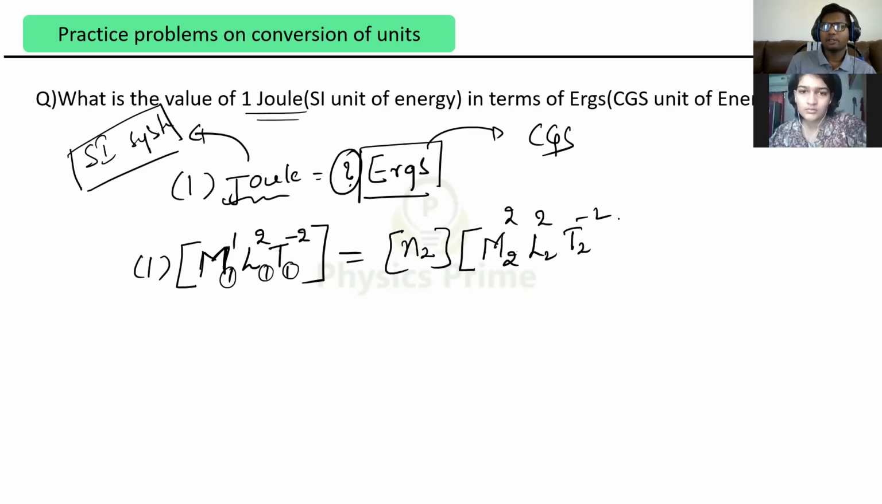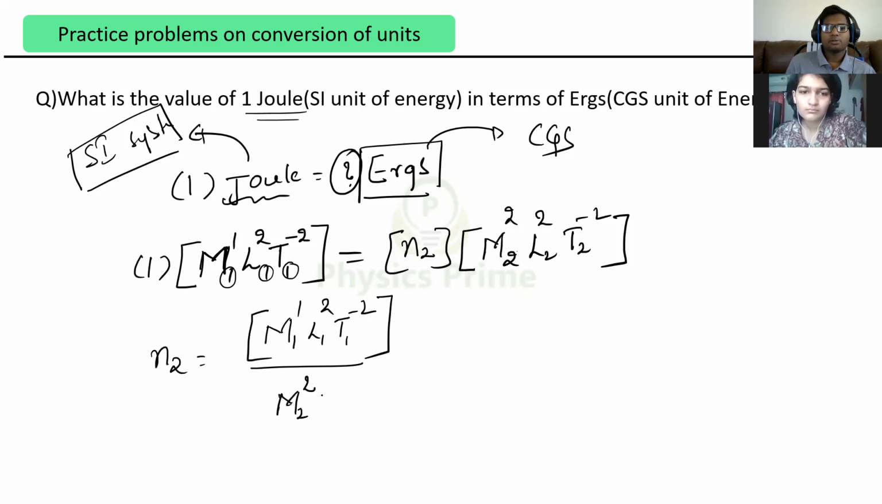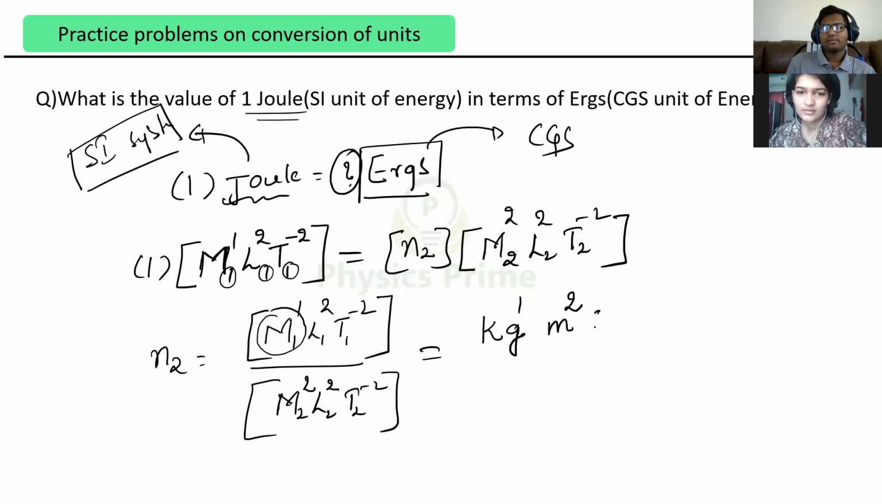This 2 is nothing but the second unit. So I am writing the dimension of the erg here. Now I need to find n2. N2 can be written as M1 to the power 1, L1 to the power 2, T1 to the power minus 2, divided by M2 to the power 1, L2 to the power 2, T2 to the power minus 2, right? Now, what is M1? In the SI unit, what is the unit for mass? kg, right? Length, meters. Time, second.